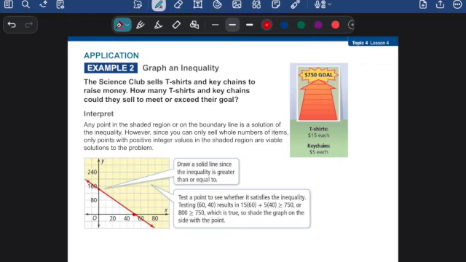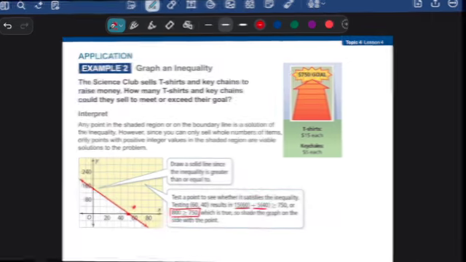To do a test point, let's pick a point like 60, 40. And if we plug that into our equation, 15 times 60 plus 5 times 40, is that greater than 750? Yes, 800 is greater than or equal to 750. So we did shade in the correct place.